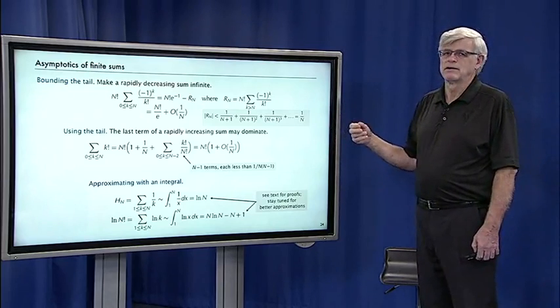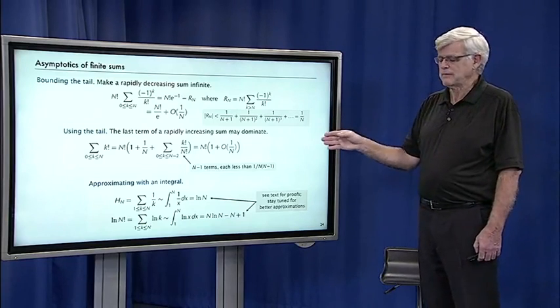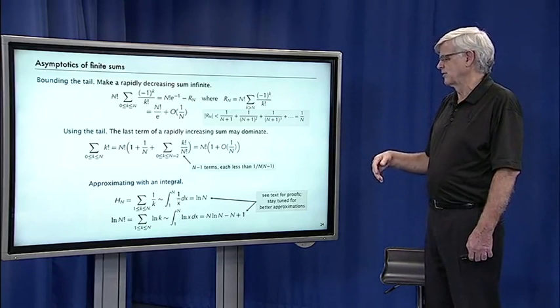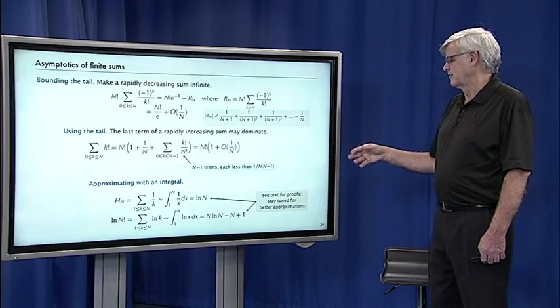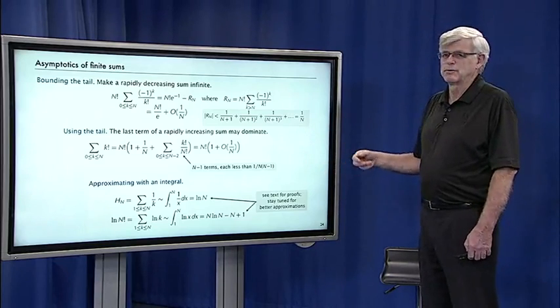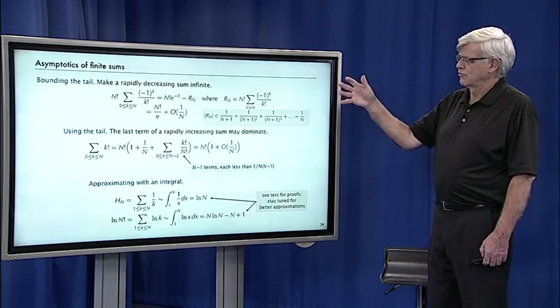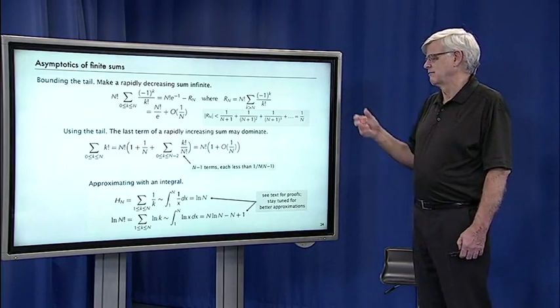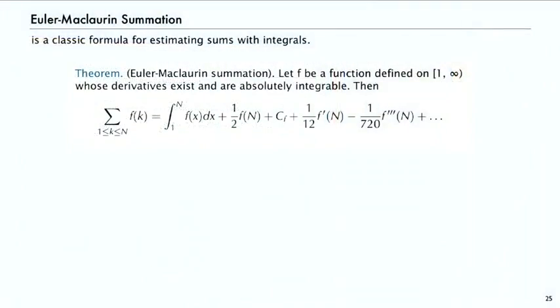As I mentioned, that's where our approximations for the harmonic numbers and the factorials or the Stirling numbers come from. We talked about those approximations, and there are proofs of these simple things, but we'll talk about better approximations later on. So those are three basic techniques that we use for approximating finite sums, but the main one is approximating with an integral. The classic formula for approximating sums with integrals is known as Euler-Maclaurin summation.